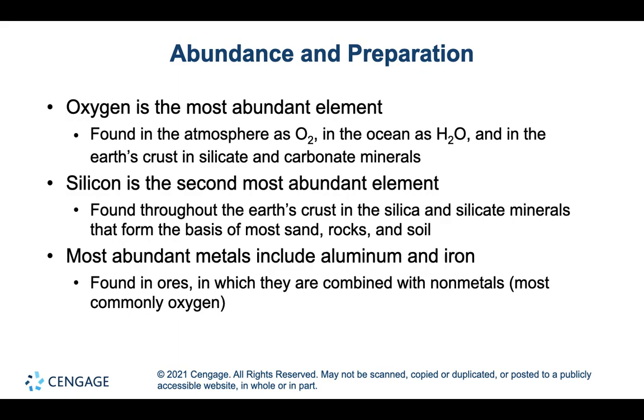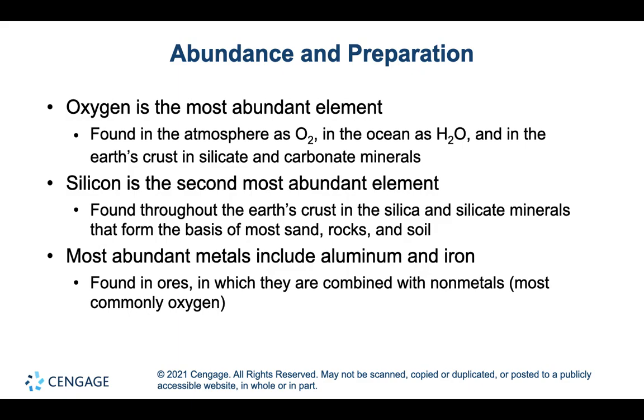So oxygen, most abundant element. It's in the air as O2, in the ocean as water, in the crust as silicate and carbonate minerals. Silicon second. Silica and silicate minerals, which make up most of your sand and rocks and soil. And then aluminum and iron, concentrated in various ores. Aluminum ore is bauxite, iron ore maybe hematite, something like that.